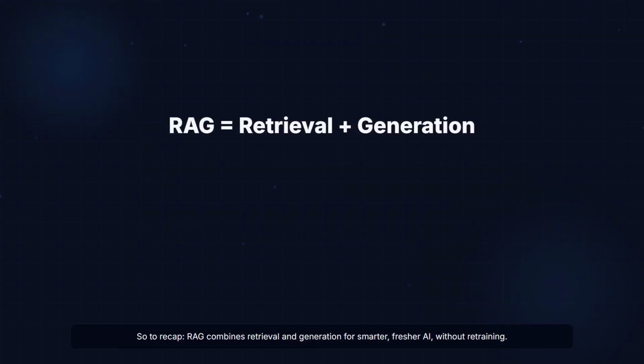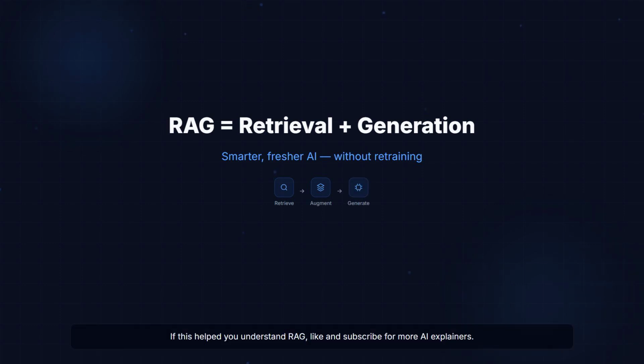So to recap, RAG combines retrieval and generation for smarter, fresher AI without retraining.